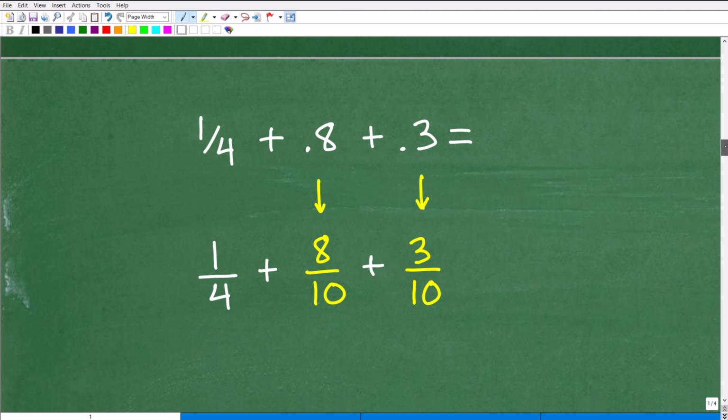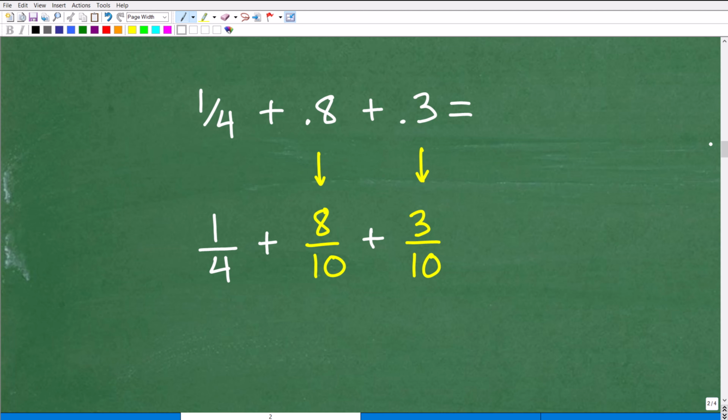Now, some of you might be more comfortable working with fractions, and that's totally cool as well. So we have 1/4 plus 0.8 plus 0.3. But how do I say this decimal? I'm saying 0.8. But another way we could say this is 8/10. Okay, this is what this is. This 8 is in the tenths place.